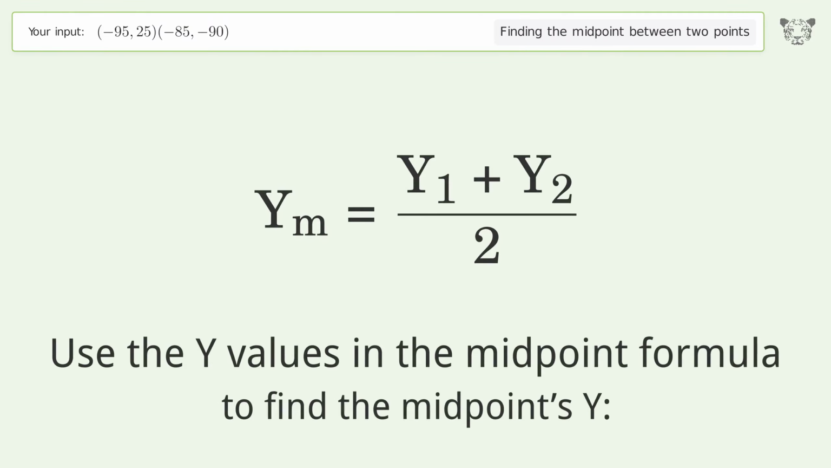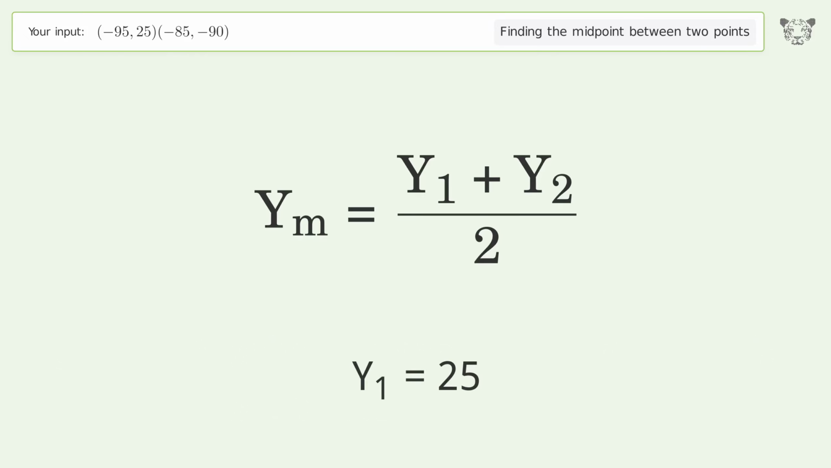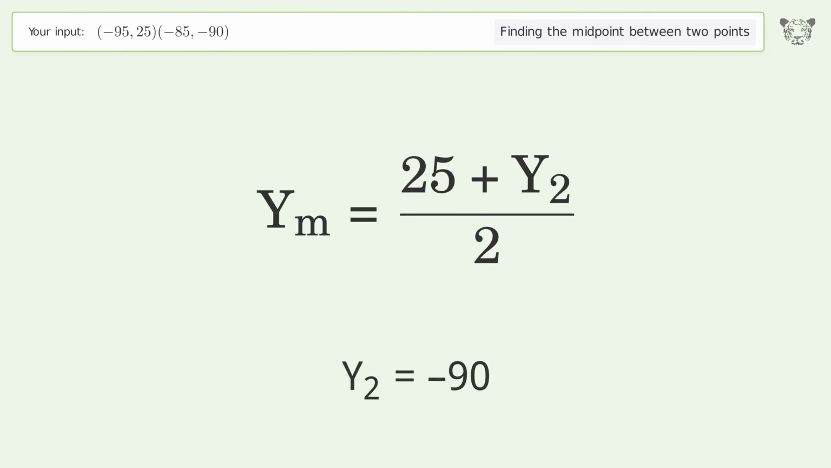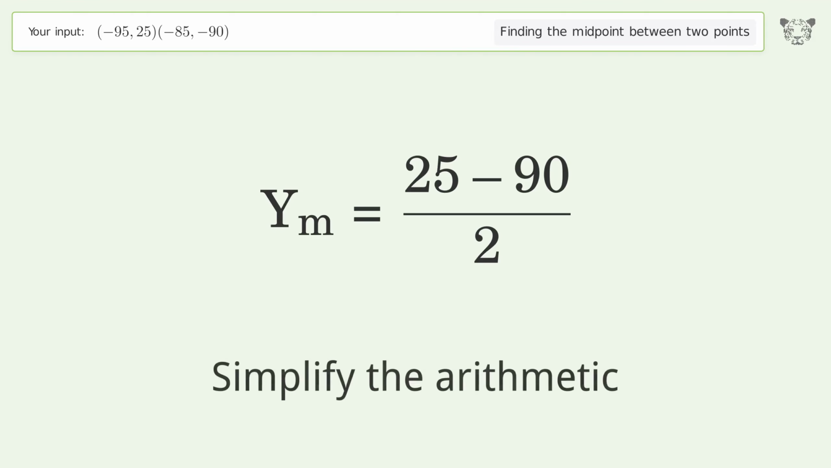Use the y values in the midpoint formula to find the midpoints y. y1 equals 25. y2 equals -90. Simplify the arithmetic.